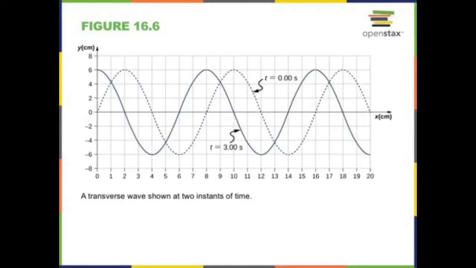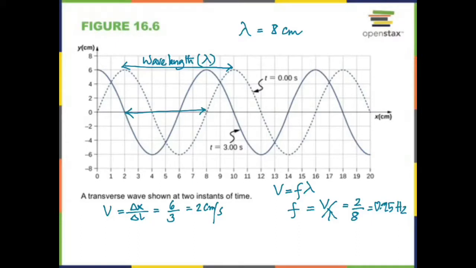Now let us take a look at a transverse wave shown at 2 instants of time. This is how the wave was at t equals 0 seconds, and this is how it is when time is equal to 3 seconds. So it's the same wave, a snapshot of the wave at two different times, 0 seconds and 3 seconds. And you can see that this is the wavelength as defined before. Here we're trying to find relationships between the wavelength, frequency and velocity. Here you can see that this point has moved over to here. So the displacement is 8 minus 2, which is 6 centimeters. And the time taken is, of course, 3 seconds. So the velocity of the wave is 2 centimeters per second.